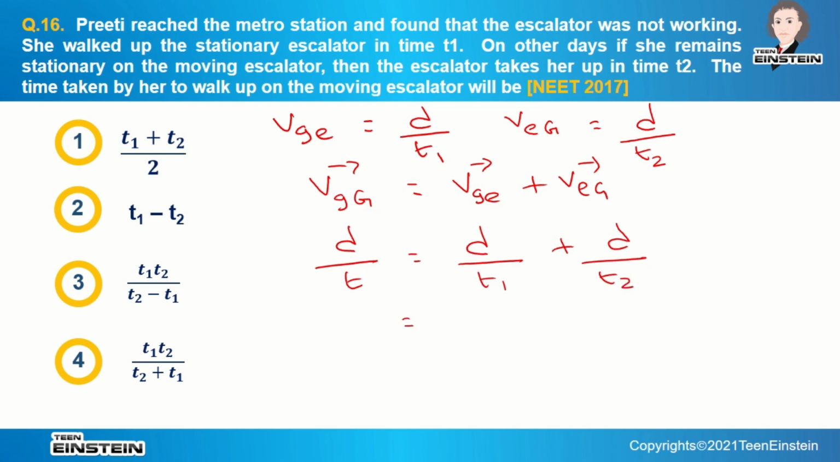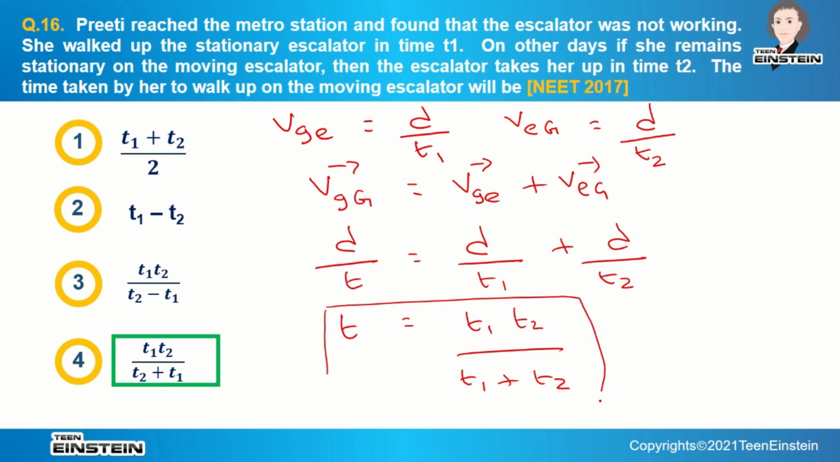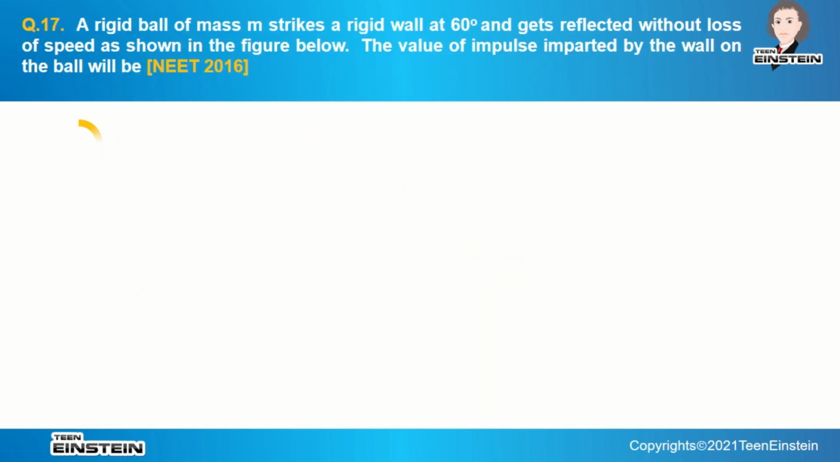Okay, so if you solve this, you will be getting t is equal to t1 t2 by t1 plus t2. Okay, so the correct option is option number 4. t is equal to t1 t2 by t1 plus t2. Okay, so now we'll move on with the next question.